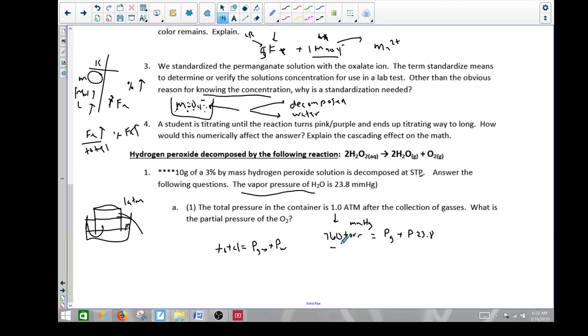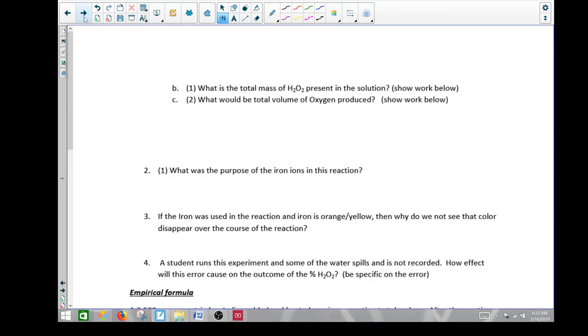Just going to subtract off the 23.8 to get my new pressure. 760 minus 23.8 is 736.2 millimeters of Hg. All right. I think that's the end of that page. Let's continue on.